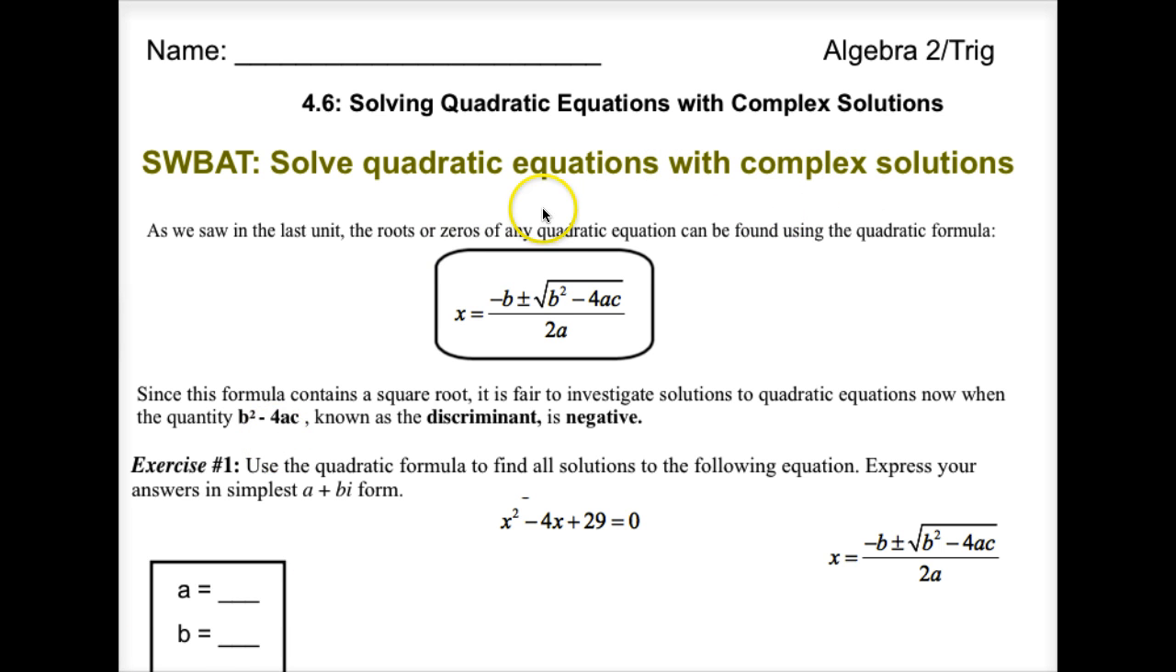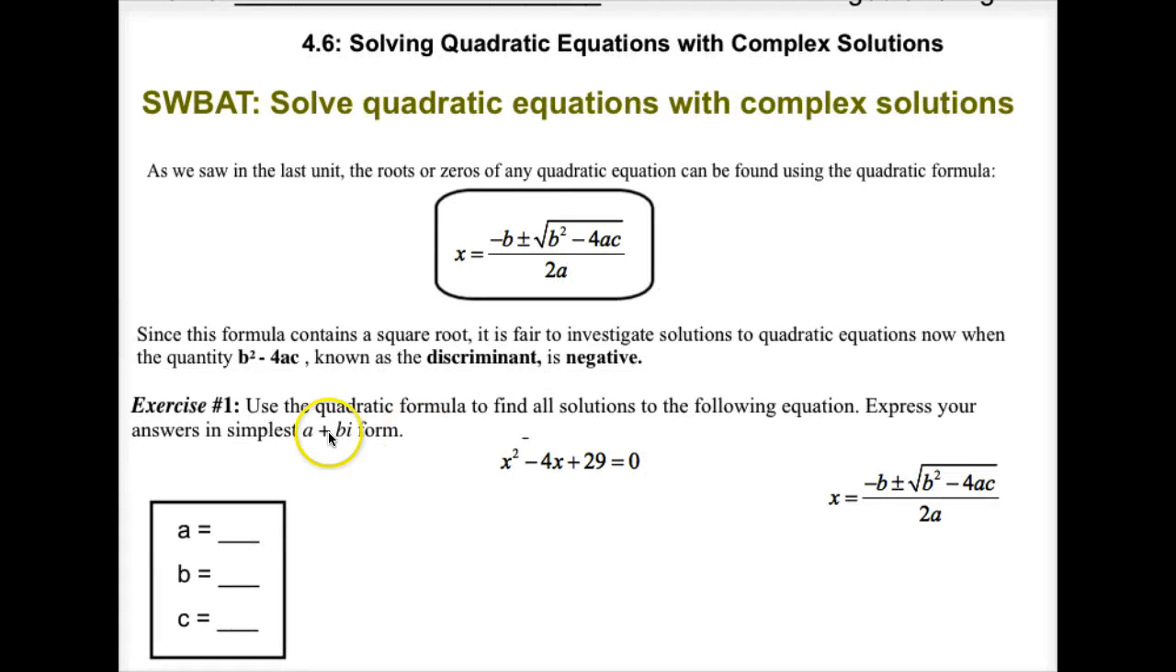So as we saw before, we start using the quadratic formula, which is right here. Minus b plus or minus the square root of b squared minus 4ac, everything over 2a. This works for any quadratic equation. When a is 1, when a is bigger than 1, any quadratic equation.